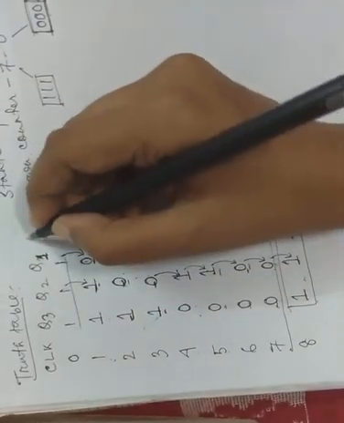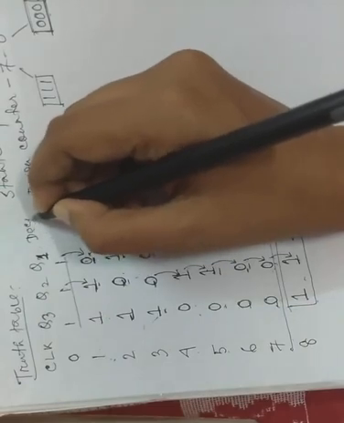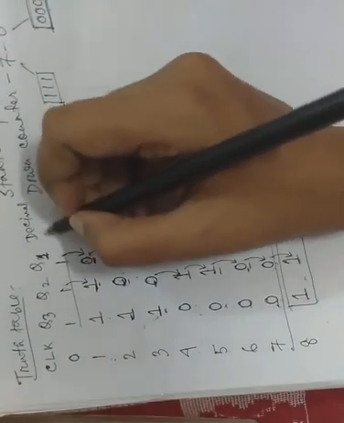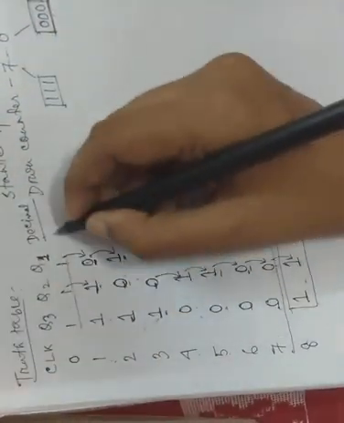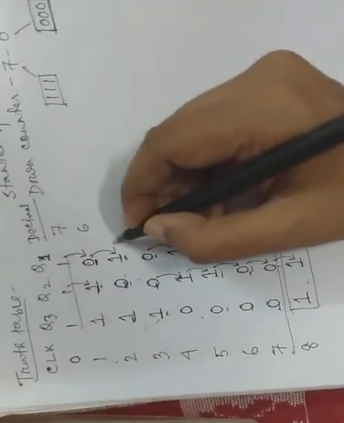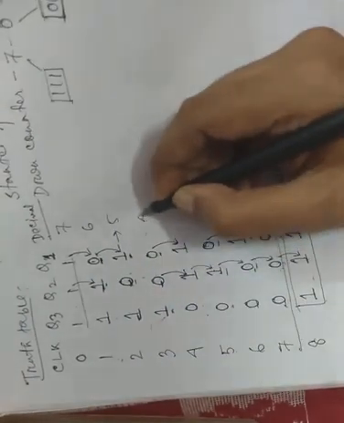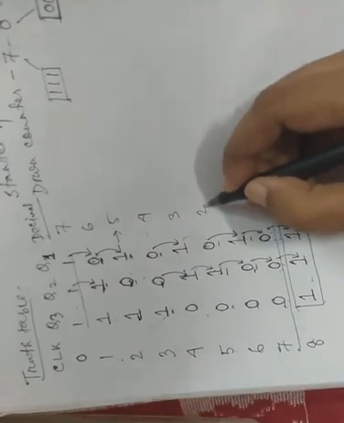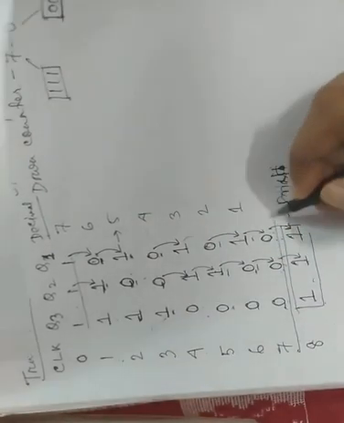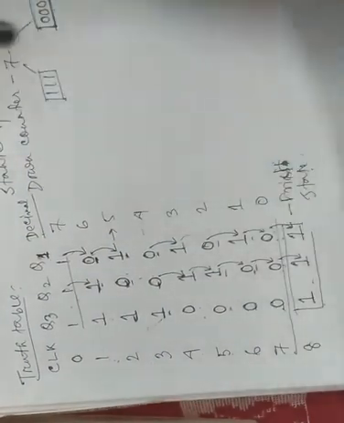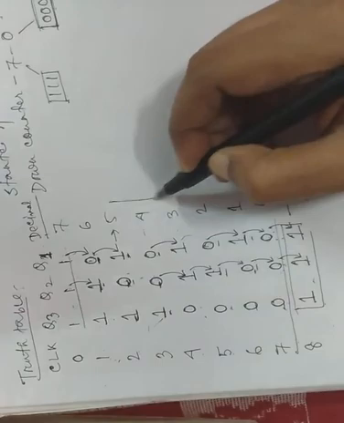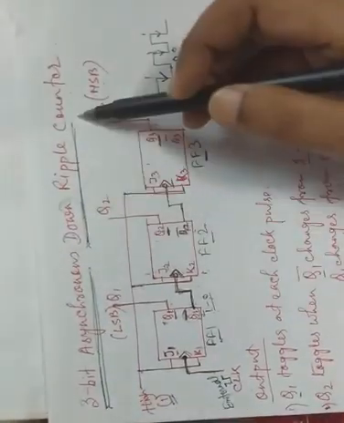Now if we find the decimal equivalent of these counter values, we see the first value will be 7, then 6, then 5, then 4, then 3, then 2, then 1, and then 0. So it counts in reverse order. This is the way our 3-bit asynchronous counter works. Okay.